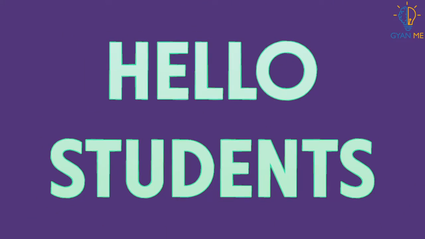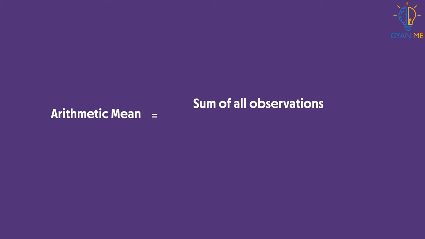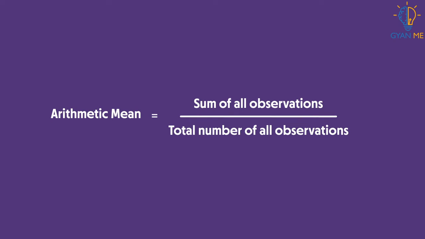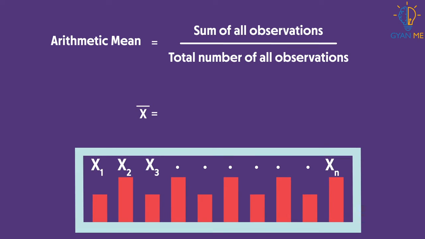Hello students. Previously we saw what mean is and how it is calculated. Today let us learn about other two central tendencies, median and mode. Now the next central tendency is median.